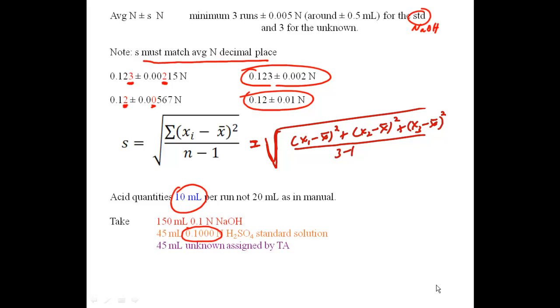The manual says something about doing 2 runs and throwing out the first one. We don't throw out anything. I want you to do all of them. You want 3 good runs and you average 3 runs. You do not throw out a run unless it's far off from the normality of the other ones, if it's not within plus or minus 0.05 normality. So you want 3 runs that you average, and I want a standard deviation for the 3 runs. Anytime you average at least 3 things, you should report a standard deviation.